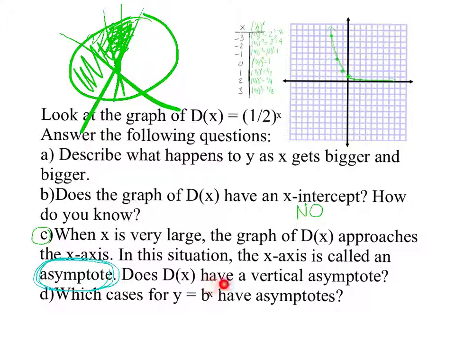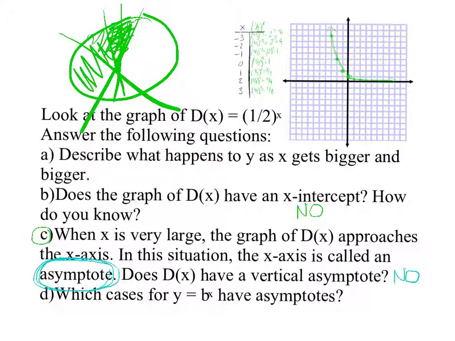So the question is, does d of x have a vertical asymptote? Is there a line going straight up and down that this hugs? Now think about that. This can keep on going higher and higher. I can plug in -3 and get another point, and plug in -4 and get another point, and plug in -5 and get another point. If you're going to have an asymptote, basically you're saying it can't go any farther to the left, meaning you can't have any of these numbers to plug in. But I can plug in any of these numbers. So does it have a vertical asymptote? No, it does not have a vertical asymptote.